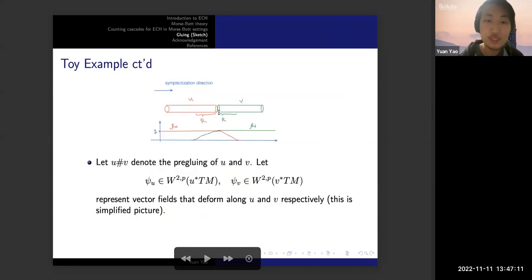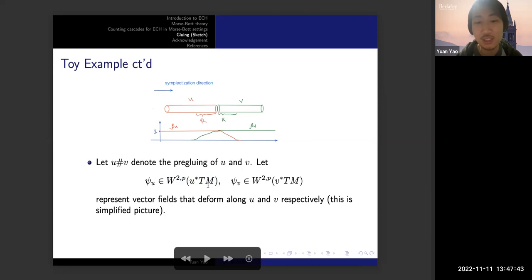With these cutoff functions, I can pre-glue U and V together. Then I can ask what kind of deformations I have to do to make the pre-gluing an honest gluing. So what is the set of deformations I'm allowed? This is a simplified picture; there are more bells and whistles you have to add in general. But naively, I have psi of U, which is like the vector fields that deform U, living in the Sobolev space of sections of the pullback of the tangent bundle of M by U.